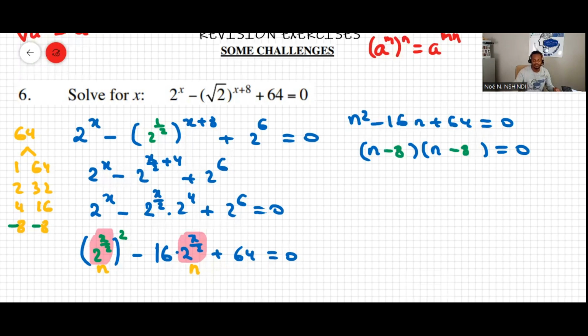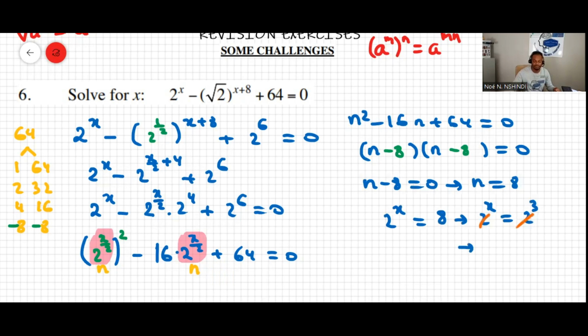So in a situation like this, when this is common, we can just say n minus 8 equals 0, which means n equals 8. But initially, we're not looking for n, we're looking for x. So I can substitute the value of n, which was 2 to the x, equal to 8, which means 2 to the x equal to 8, which is 2 to the 3. And then same basis, we chop the basis and equate the exponent. x is equal to 3. So the value of x is 3.